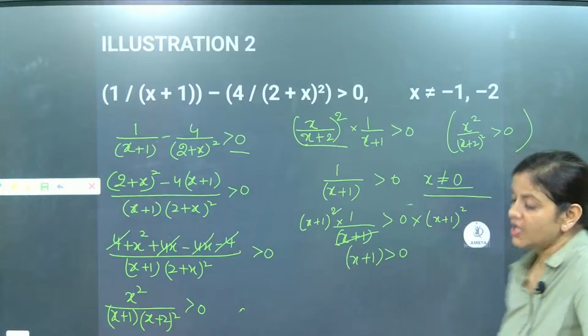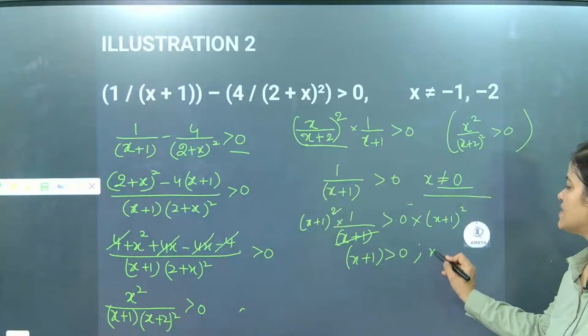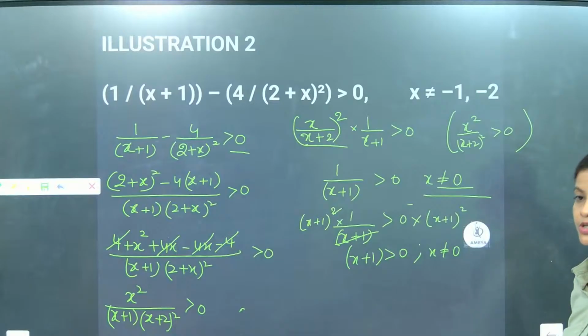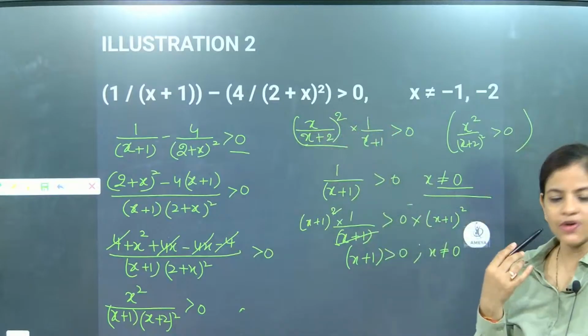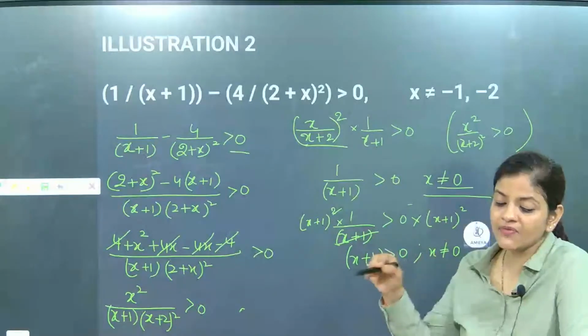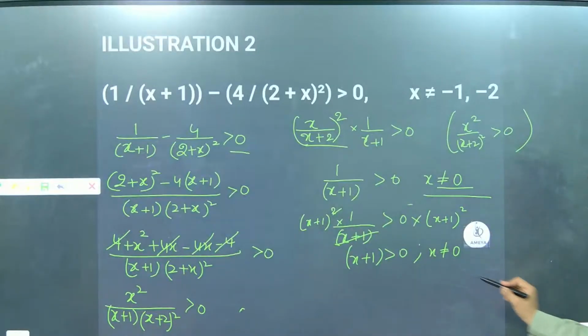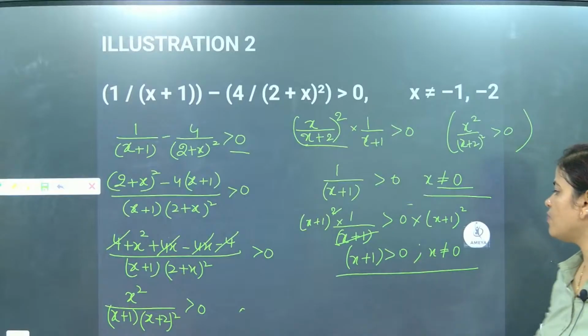Now nothing to worry, but here one thing is there: we will be considering x is not equal to 0, because we removed this part, saying that it will always be positive. It will not be giving negative and positive. But this section is the most important part. So now from here, what are we going to do?